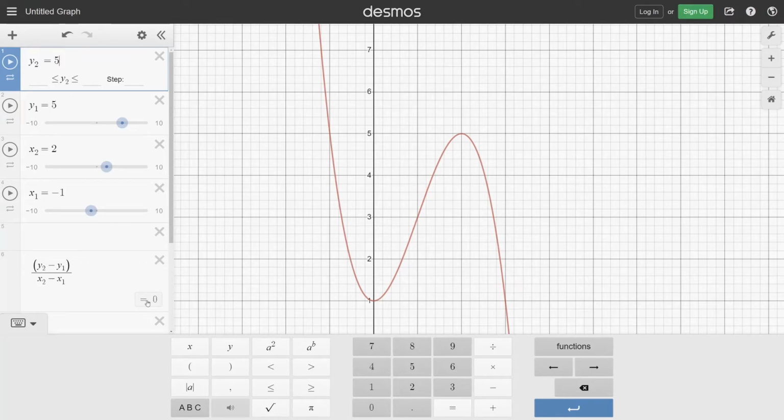We actually didn't change because, as you can see, they're on the same line. So the slope of that line would be 0. It's a horizontal line, which makes perfect sense.